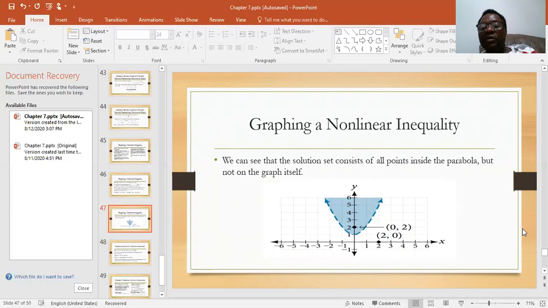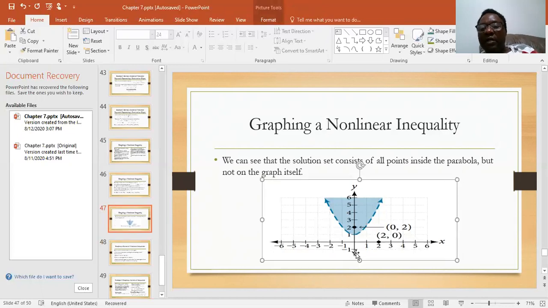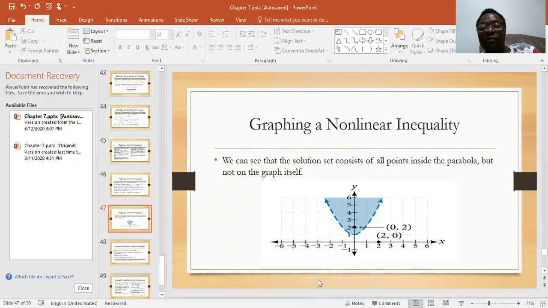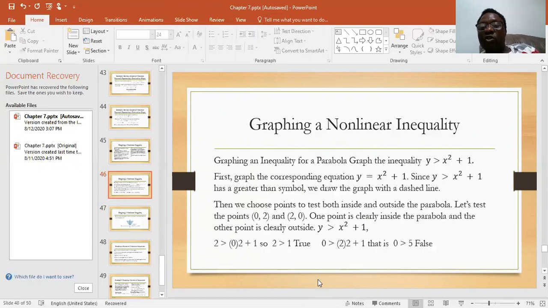So this is the parabola, and we can pick a point. It's always good to take the origin, for example. In the earlier example we took the point 0, 2, but now I want to take the origin. When the origin is clearly not on the parabola, it's good to always take the origin. So let's substitute the origin into the equation.